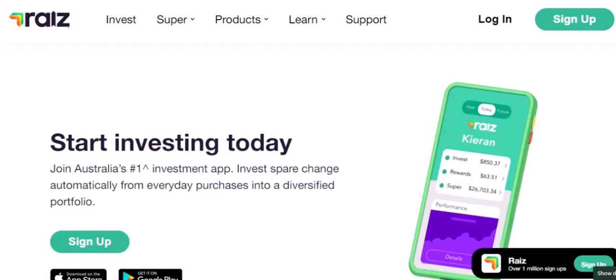Raiz is a popular micro-investing platform that allows you to invest small amounts of money regularly. It's a great way to start building wealth, but it's important to understand how it works and what factors can affect your returns. Let's break down how Raiz works. Essentially, you link your bank account to Raiz, and it automatically rounds up your purchases to the nearest dollar. The difference is then invested into a diversified portfolio of ETFs.